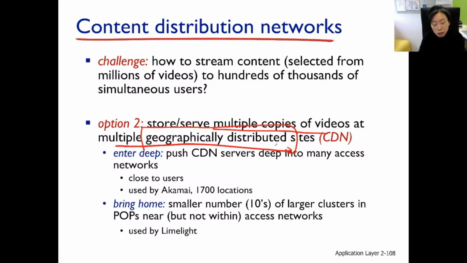Now, let's talk about the two models CDNs use for architecting their physical infrastructure. The first one is called enter deep. This means that the infrastructure, the machines themselves for storing these videos, are deep, closer to the end customers, deep into the local ISPs, so that they are close to the end customers. Akamai, one of the oldest companies, is implementing exactly this architecture. Therefore, there are so many locations around in Akamai.